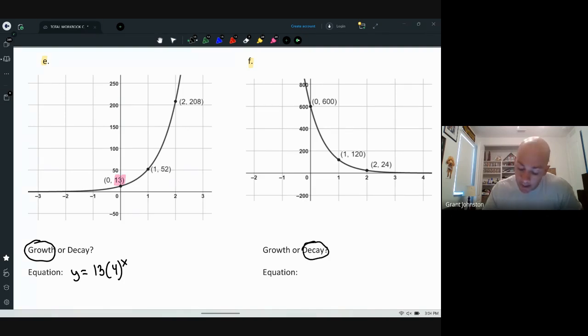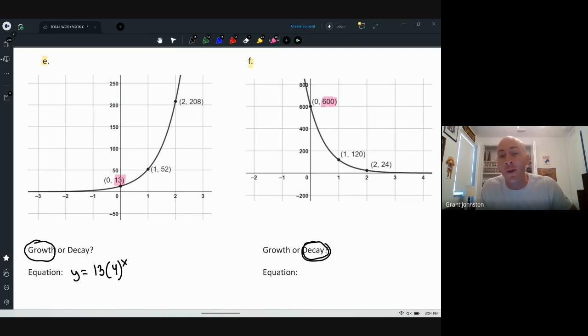Next one, this looks like a decay. So it goes from 600 down to 120 down to 24. So we have the y-intercept at 600, but you may be stumped again about, okay, what's the growth factor? What's it dividing by? How am I supposed to figure this out? 600 to 120. I'll tell you right now, it's dividing by 5, or in other words, multiplying by 1/5.